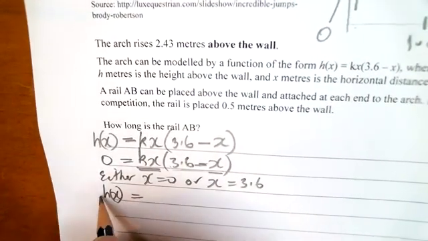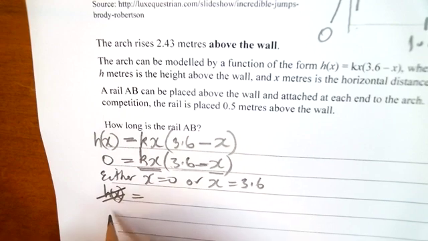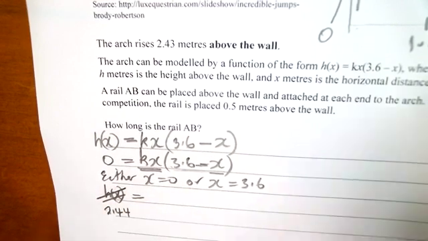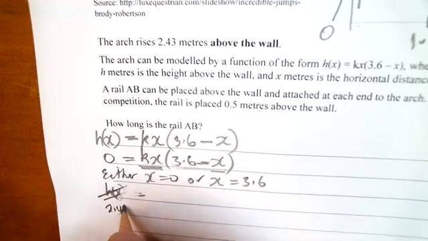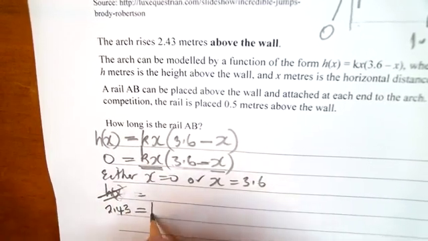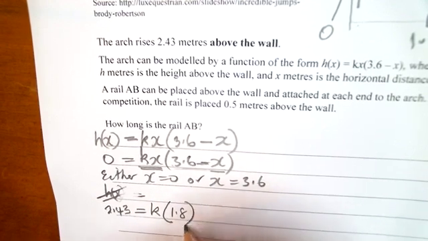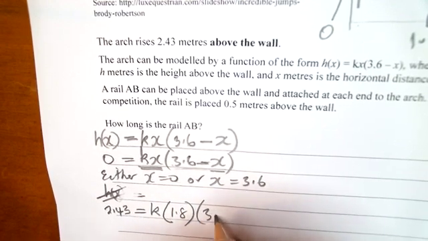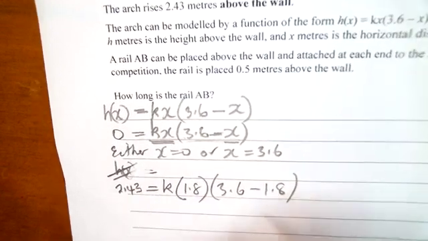So here we go. I'll cross this out. I don't want that. Instead, I'm going to make this 2.43. There's my y value, 2.43. What did I write? 2.44. Silly. Okay, 2.43 is equal to k, we don't know, times x, which we do know, which is 1.8, multiplied by (3.6 minus x), which is 1.8. So let's multiply all that out.